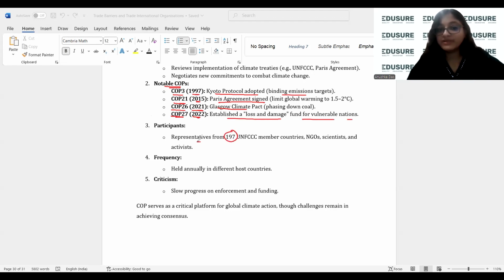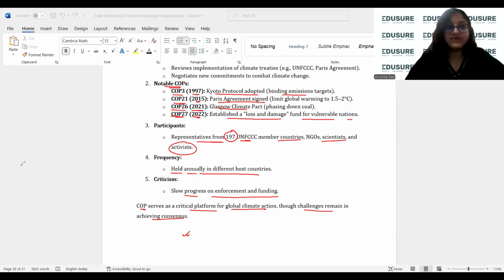There are 197 member countries that participate, along with NGOs, scientists, and activists. It is held annually in different host countries. The criticism is slow progress in enforcement and funding. So COP serves as a critical platform for global climate action, though challenges remain in achieving consensus. If you have 197 member countries, it is very difficult to achieve consensus, so they suffer from this problem. But though it has some limitations, it serves as a critical platform for global climate action. So if you remember only this much, that will be enough.